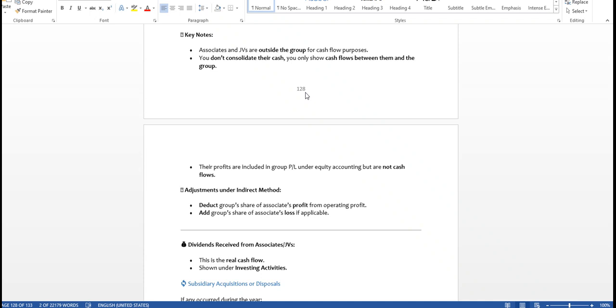Your credit sales are part of your net profit. It's not cash flow, but it is a profit. So in this case as well, profits are included in the P&L account, not cash flow.